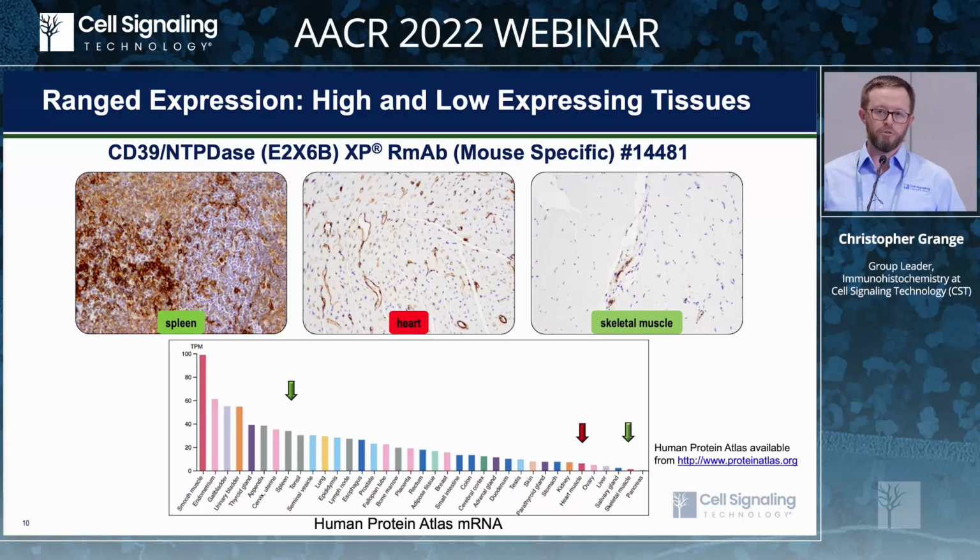It's not always possible to have a binary model, or it's not always cost-effective to create a knockout mouse, say, just to validate an antibody. So in cases like that, we can use ranged expression, where we have known target levels over a range of different tissues or cell pellets, and we can compare that data to what we see in IHC. As you can see here with CD39, spleen has high RNA, and we see abundant staining. Heart has much less, and we see less, and skeletal muscle is nearly negative.